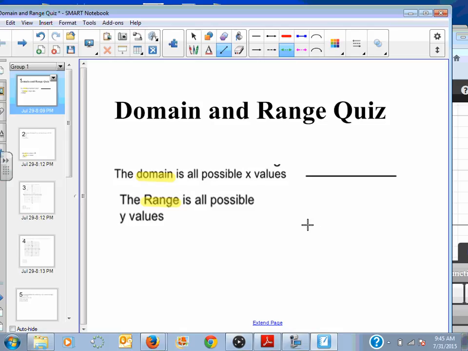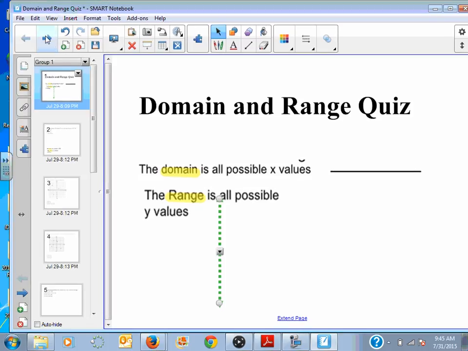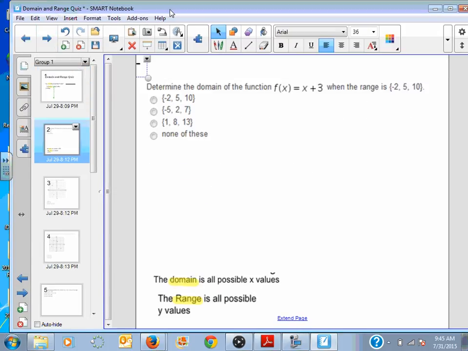Range, all the possible y values. So that's going to be everything up and down. Okay, so range is everything up and down, or it's the y values. Domain are all the x values, everything side to side. All right, so let's take a look at what this might look like.